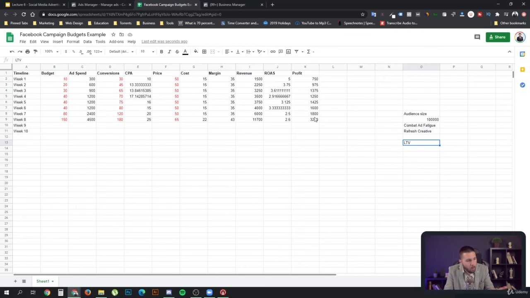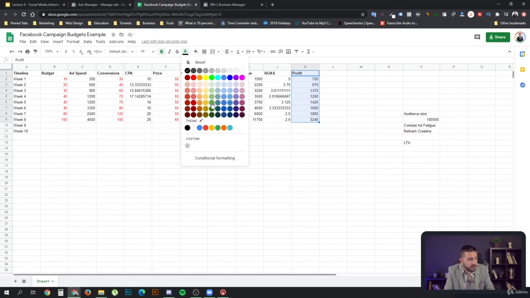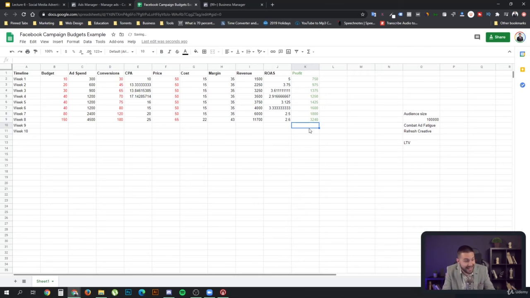And you should always be focusing on this number over here. This is the golden nugget, the goose that lays the golden eggs is here, right? This is what pays the bills. It's not the return on ad spend, it's not the revenue, it's not the margins. All these things are important, but this is the king.